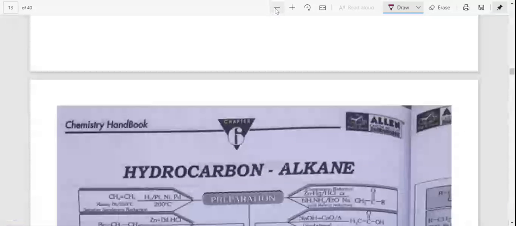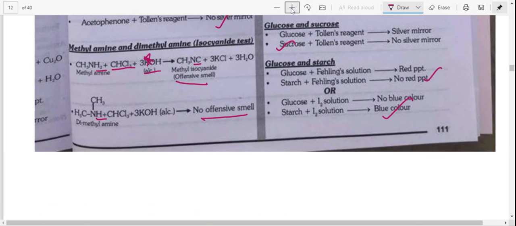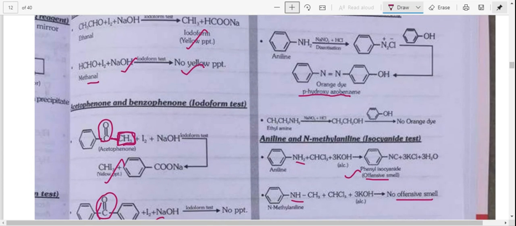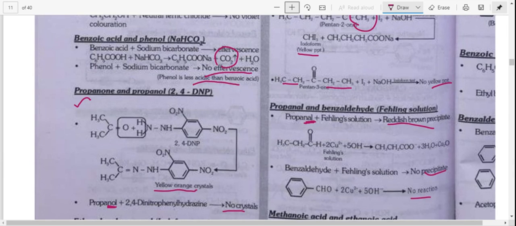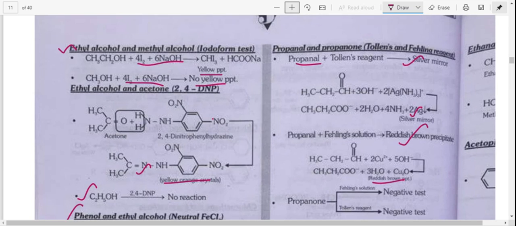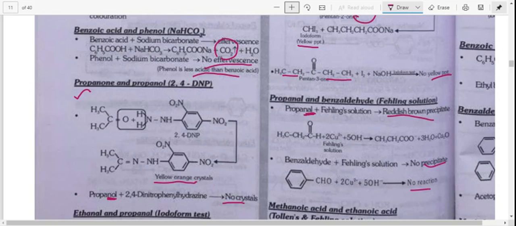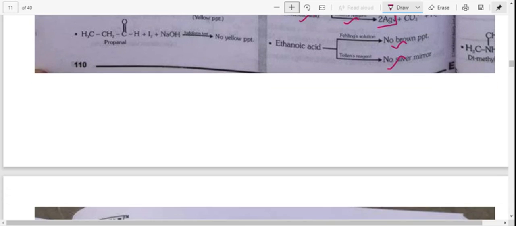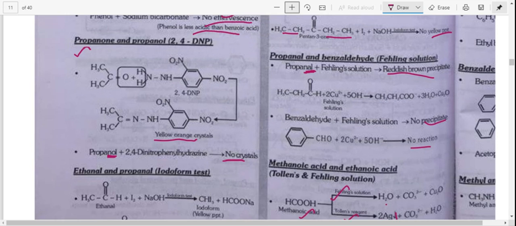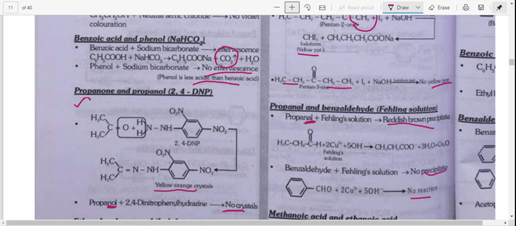This is part 2 of the video on distinction between some pairs of compounds. This material is very easy to revise. They will ask at least one or two questions to distinguish like this, so revise it.